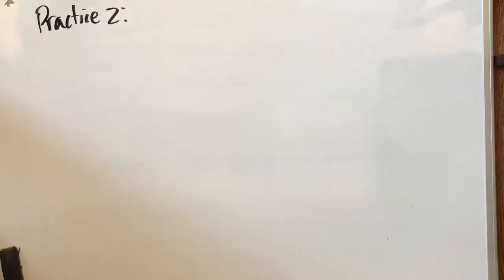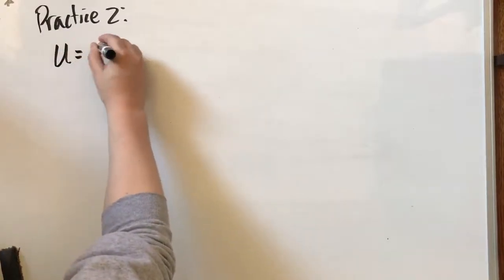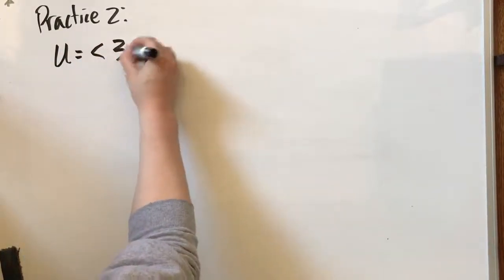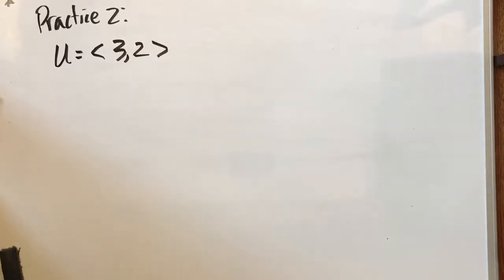All right, so for practice 2, we need to find the magnitude and the direction angle. So we're working backwards, and this is going to be super important in the application style questions that we're going to get to later on. Not today, probably, but later on. So I'm given a vector u, and it is equal to 3, 2. And what I want to do is basically figure out what is its magnitude and direction angle.